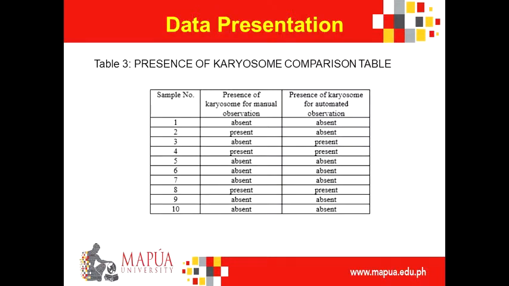And for our last parameter, which is the presence of karyosome comparison table, which shows if the karyosome, or what we call the chromatoidal body, is present within the cell.